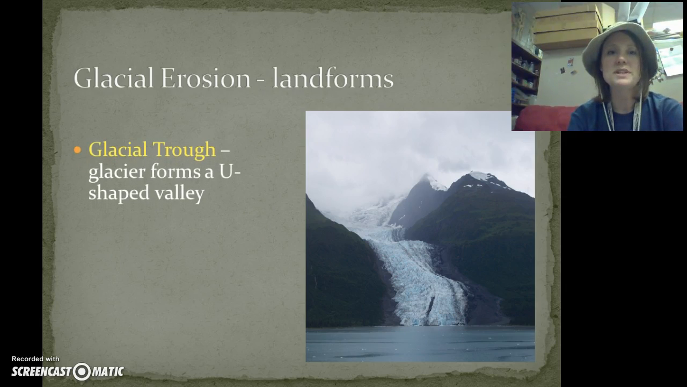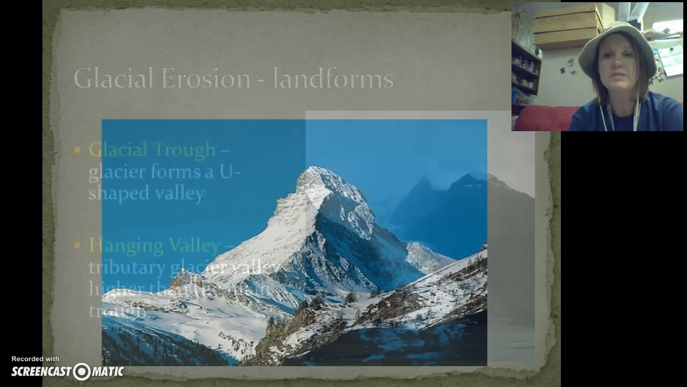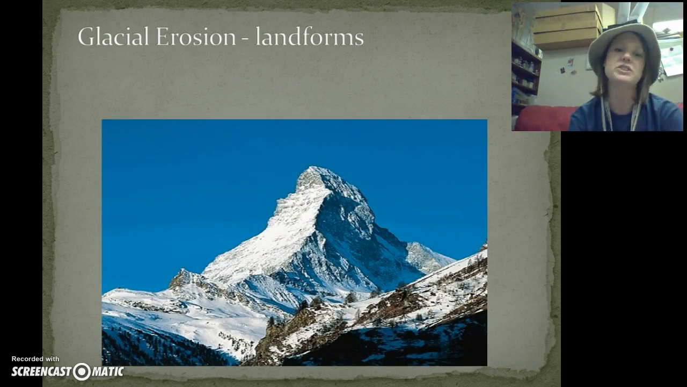Some of the landforms that are formed by glacial erosion, the first one is the glacial trough. It forms a U-shaped valley, so you can see this main valley here from the glacier. If you have a tributary glacier, you can get what is called a hanging valley. See how this glacier hangs above the main trough, but it too is U-shaped. Very different from a river valley, which are V-shaped.